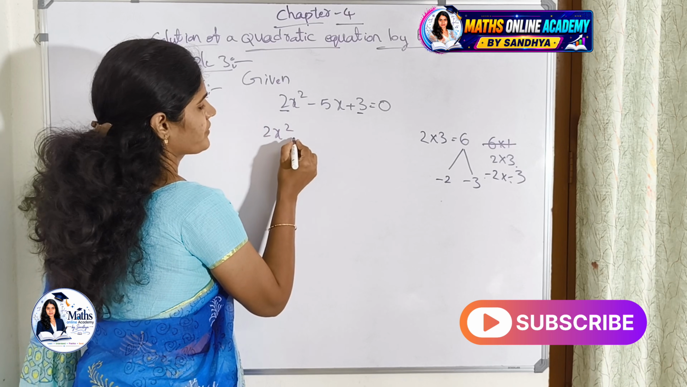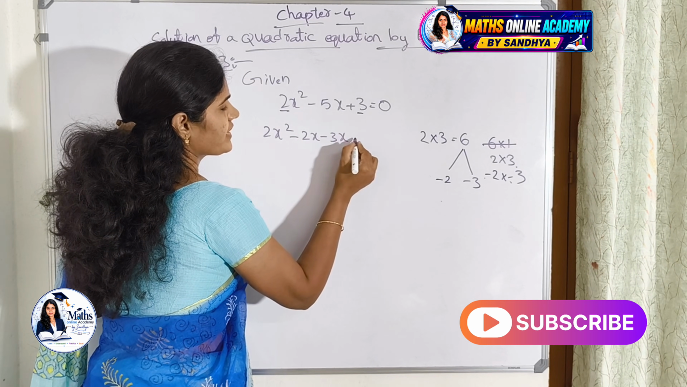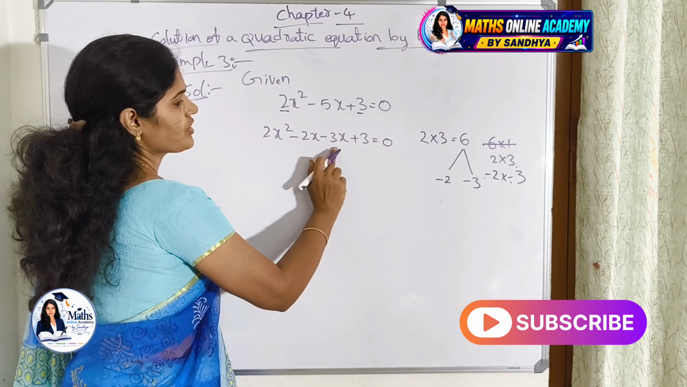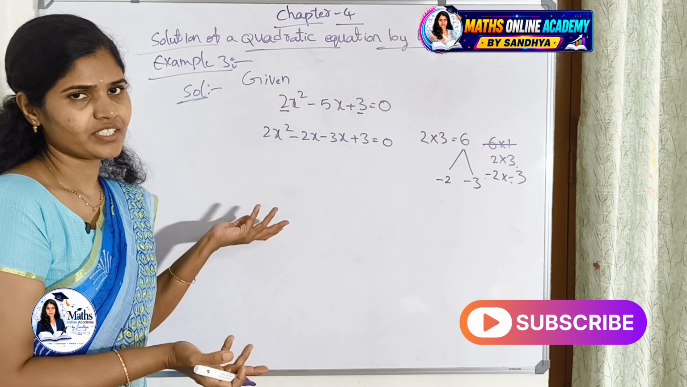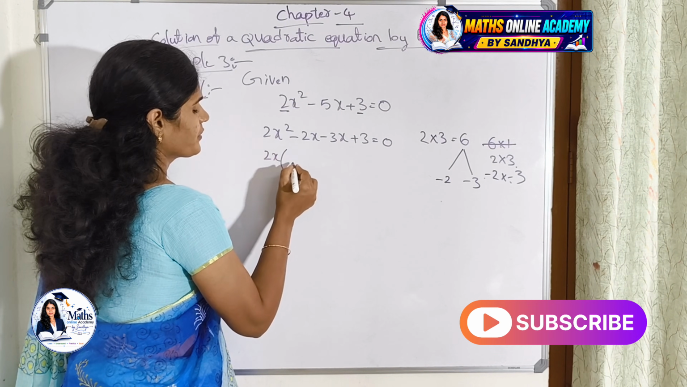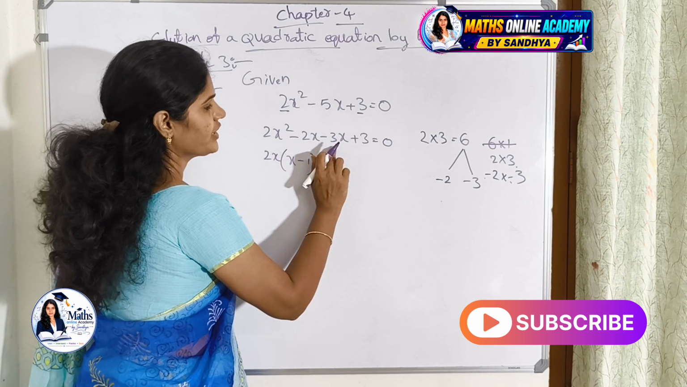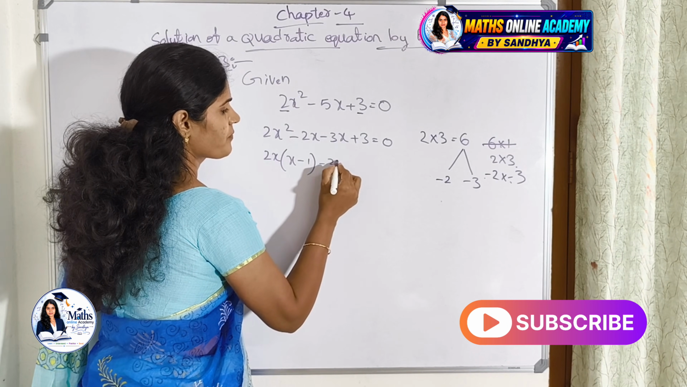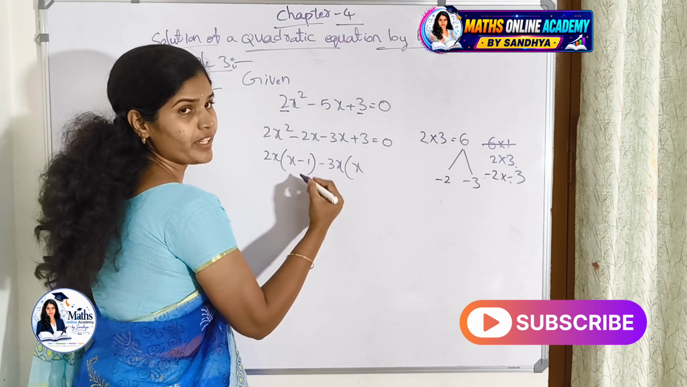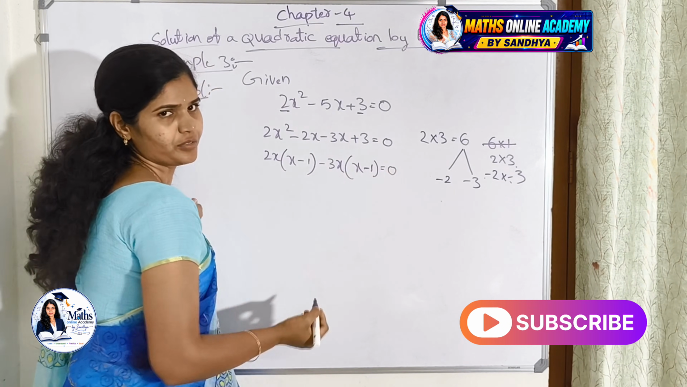2x square minus 2x minus 3x plus 3 equal to 0. Now, got it? Minus 2x minus 3x gives the minus 5x. Take 2x common here: x minus 1. Here take minus 3 common: x minus 1 equal to 0.